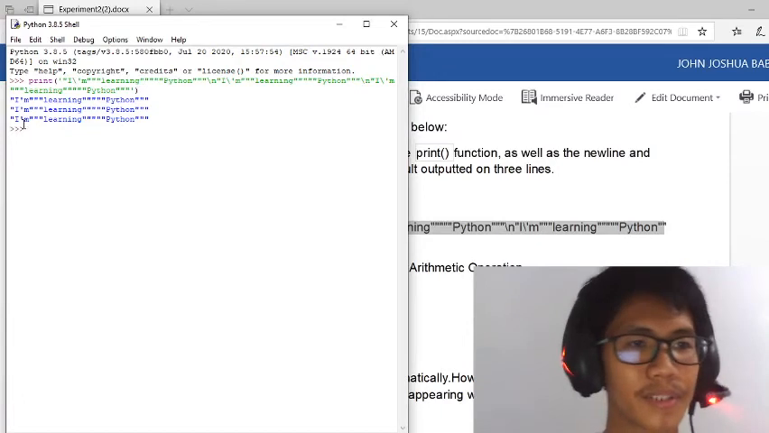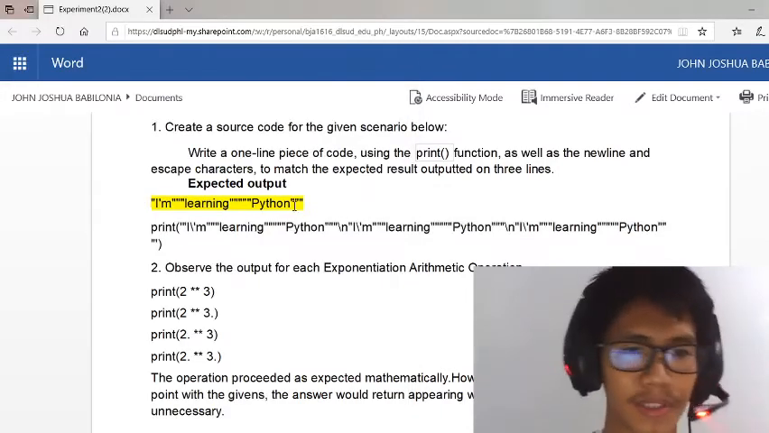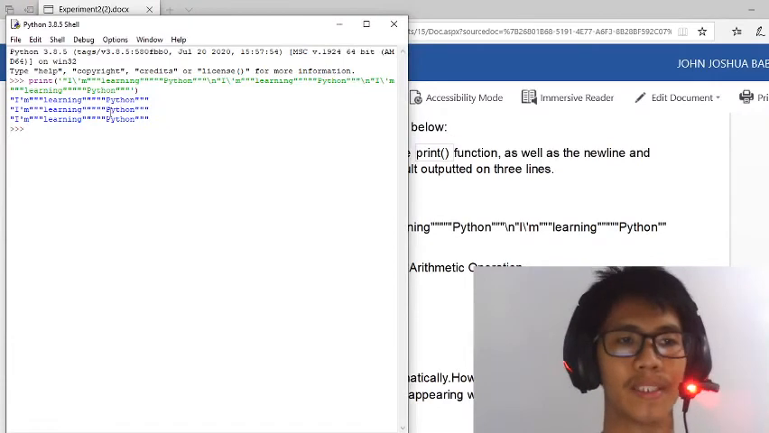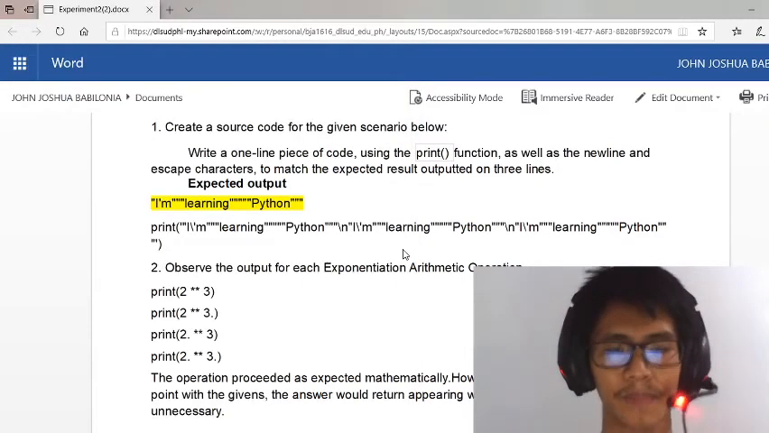So as you can see, I've outputted this into 3 lines. So that was a successful attempt.